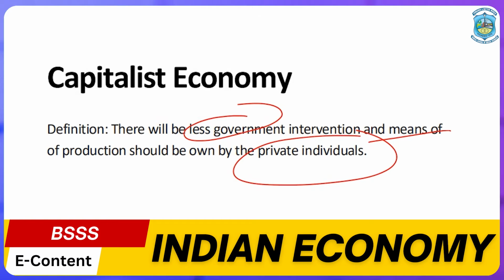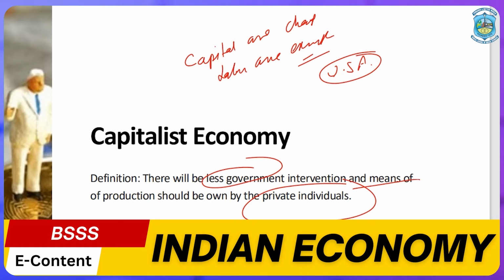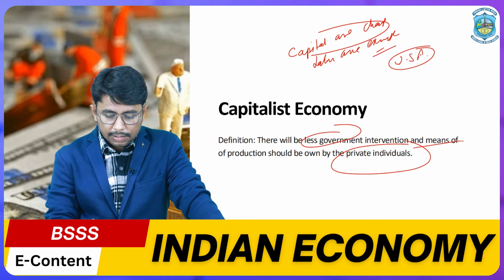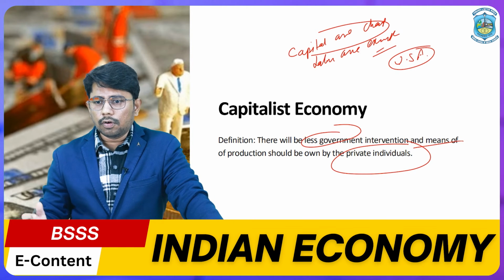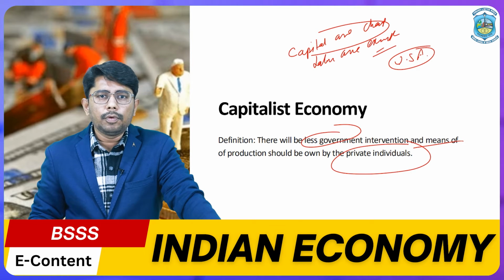Now this is the official definition given by Adam Smith. I have my own definition, which is that in the capitalist economy, capital is cheap and labor is expensive. Like America, just for example. In America, labor is expensive and capital is cheap. And nowadays, Donald Trump gave his statement on the H1B visa. I hope you heard about this.